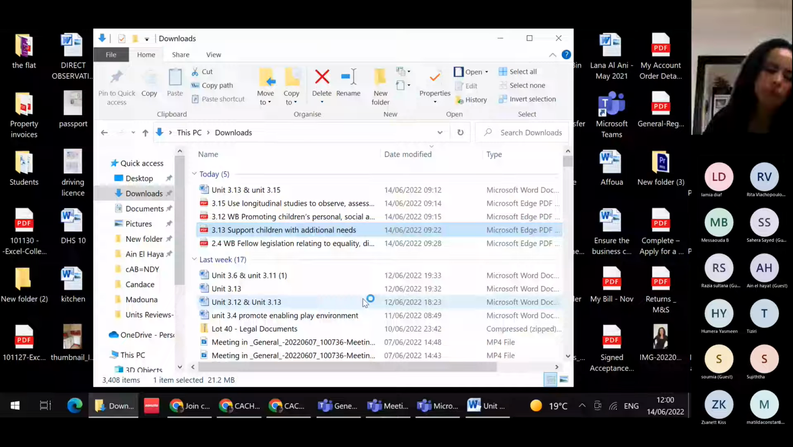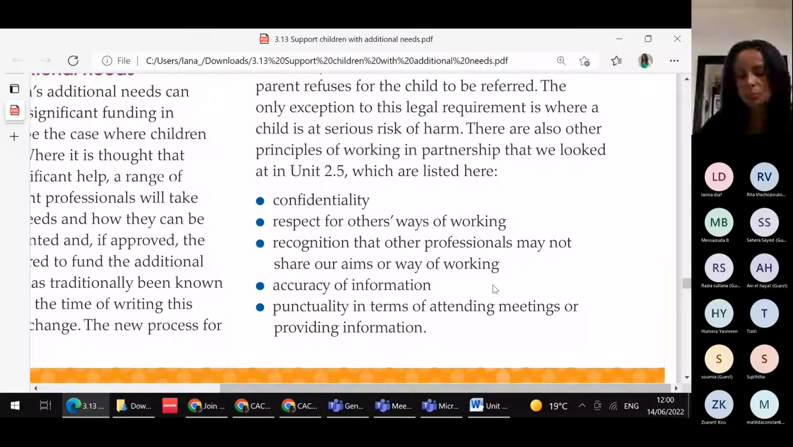Okay, and also we recognise that other professionals may not share our aims or way of working. So I wouldn't be changing the professionals just because I'm not satisfied with what they told me. Why? Because the new professional may not be able to share aims with us, may not be able to work in the same way that we are used to, and then it would be very difficult.